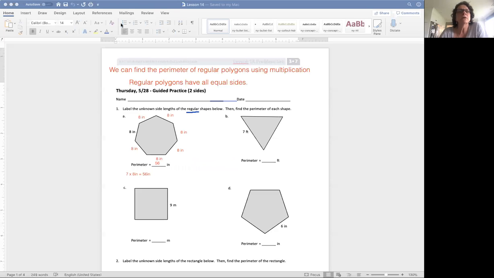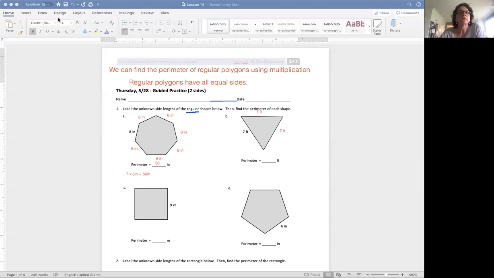All right, so the first thing you want to do following the directions is label the missing side lengths, or the unknown side lengths. So if one side of this regular polygon is 7 feet, all the sides will be 7 feet. Okay. Now we have a triangle, 3 sides. It's a regular triangle because all the sides are equal.